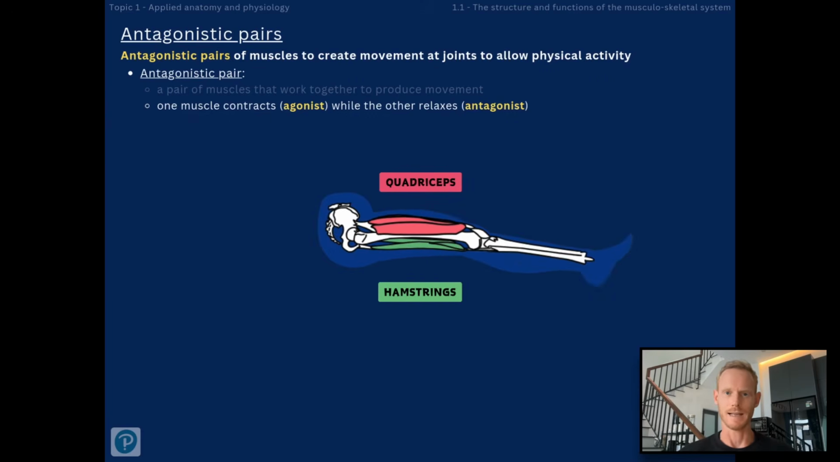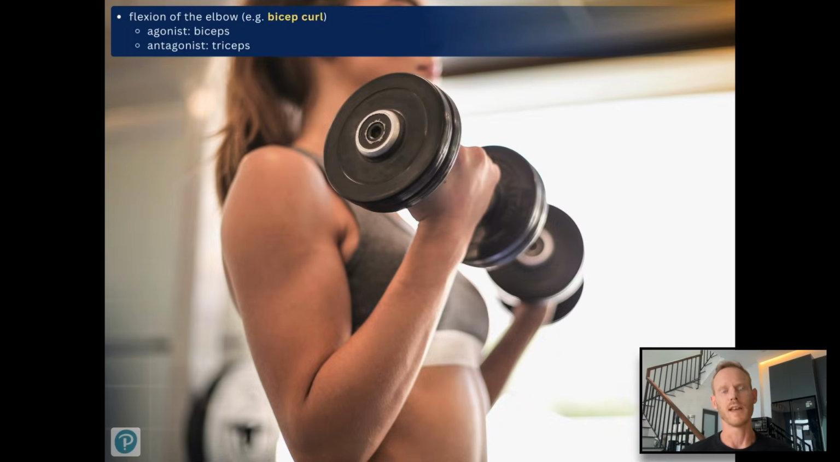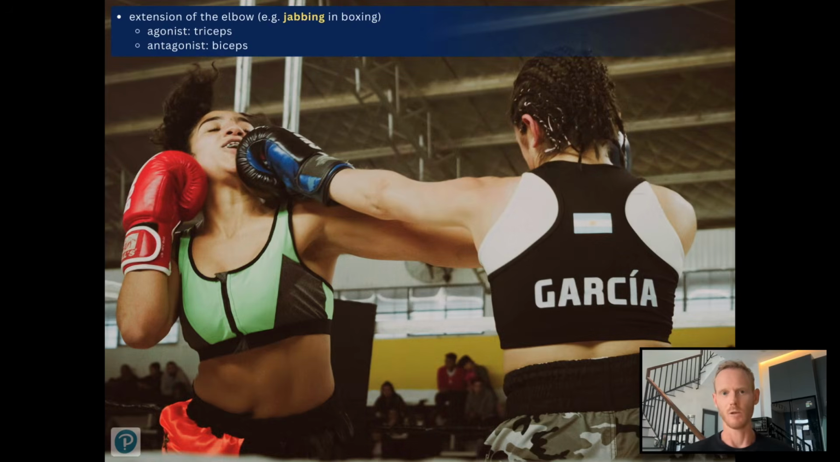For example, during the upward phase of a bicep curl, the biceps take on the role of the agonist, contracting and shortening to create flexion at the elbow. Meanwhile, the antagonist, the triceps, relax and lengthen to allow the movement to occur. To extend the elbow, for example when jabbing in boxing, the triceps contract and take on the role of the agonist, and the biceps relax.